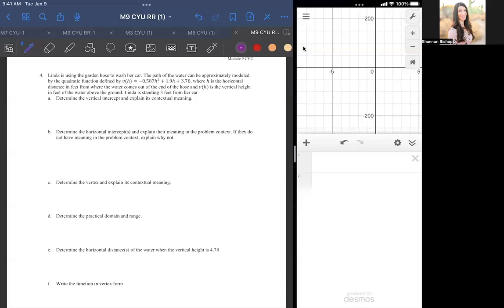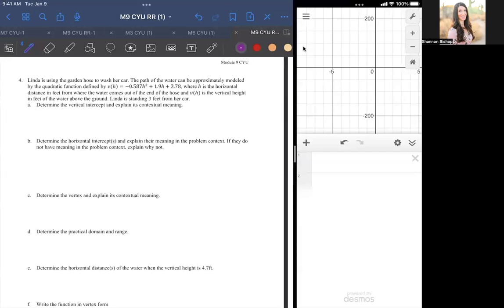All right, question 4 says Linda is using the garden hose to wash her car. The path of the water can be modeled by the quadratic function defined by V of H equals blah, blah, blah, where H is the horizontal distance in feet from where the water comes out of the end of the hose, and V of H, the output, is the vertical height in feet of the water above the ground. By the way, Linda is standing 3 feet from her car.